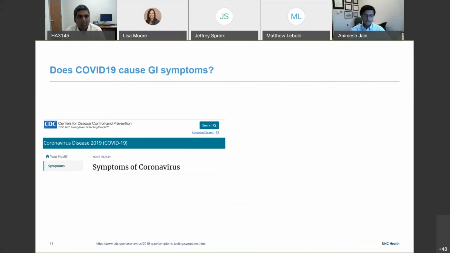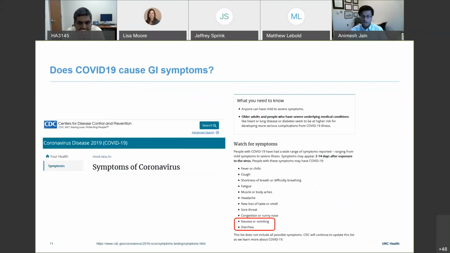So to that point, the CDC has placed nausea, vomiting, and diarrhea on their list of official symptoms with COVID-19. This is a screen capture from the CDC's list of official symptoms. They also have a neat little interactive symptom tracker that tries to give people guidance, and this is one of the symptoms on there.